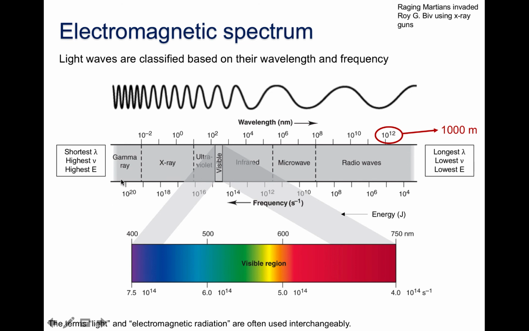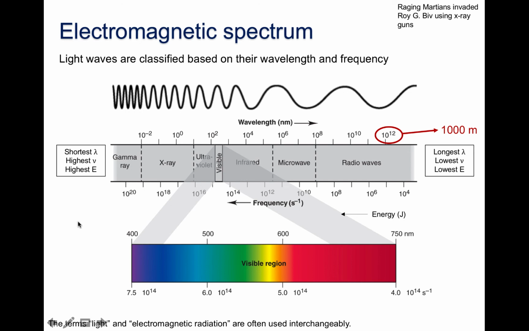And then I found a mnemonic device that I like. The only problem with the mnemonic device is that it goes in the opposite order of the electromagnetic spectrum presented. So you'll just have to remember to reverse it. So the mnemonic device is Raging Martians invaded Roy G. Biv using X-ray guns. And so R is for radio, M is for microwave, invaded for infrared. Roy G. Biv represents the colors red, orange, yellow, green, blue, indigo, violet. Using represents ultraviolet. X-ray, no secret there, that's X-ray. And then guns stands for gamma rays.